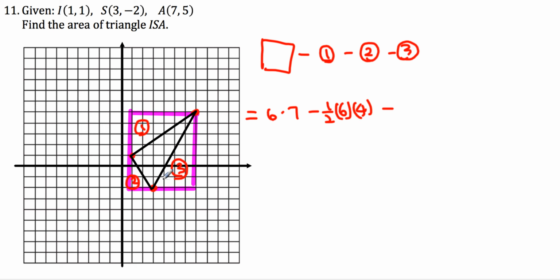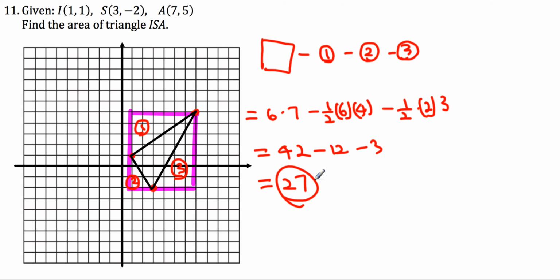How about triangle 2? The base seems to be 2 units. So 1/2 times 2 units. Height seems to be 1, 2, 3. So then here we get 42 minus 12 minus 3. Then we get 27. Alright, that's our final answer.